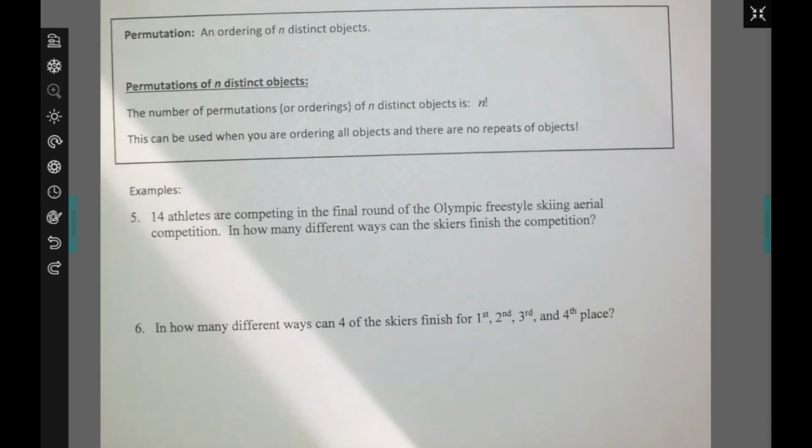Next, we're looking at permutation. So permutation is going to be an ordering of n distinct objects. So with this, the deal is order matters. Okay, so if order matters, then we're going to follow these rules for permutation.